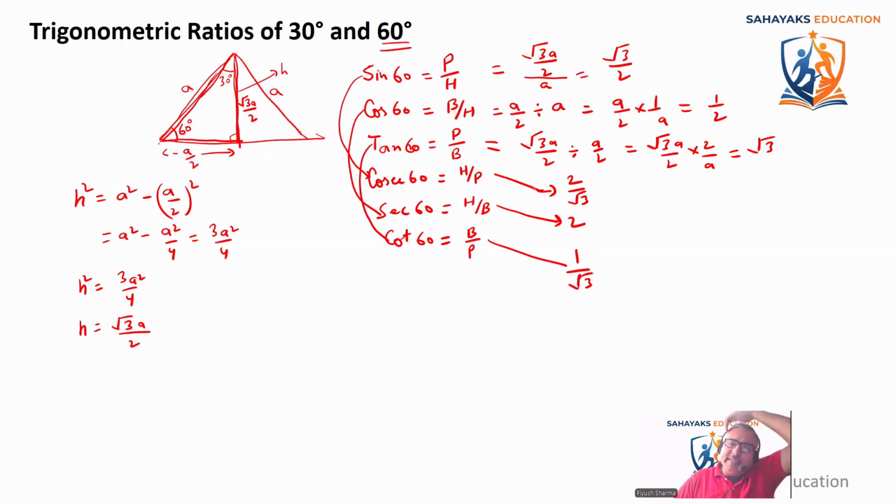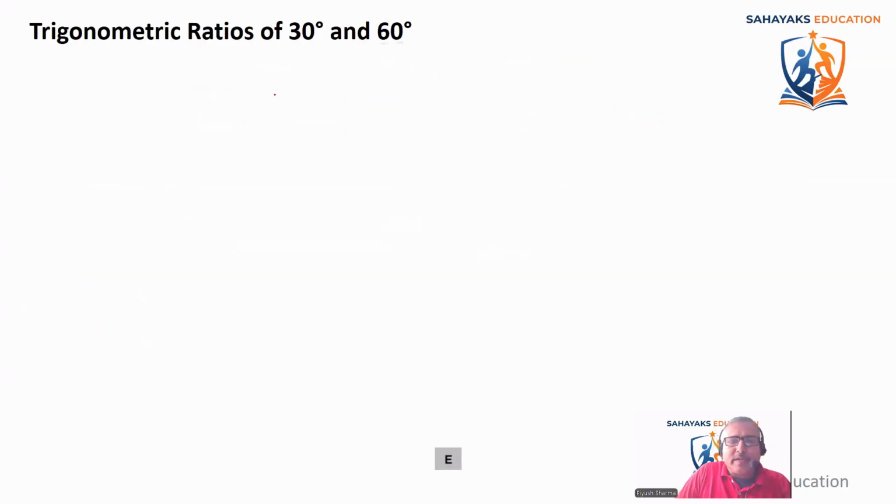Okay, what about 30 degrees? For finding the values for 30 degrees, we have to clear this entire thing up and consider this as the angle. I'll just clarify this one more time. I clear it up and make the triangle one more time, so I'm making this equilateral triangle again.